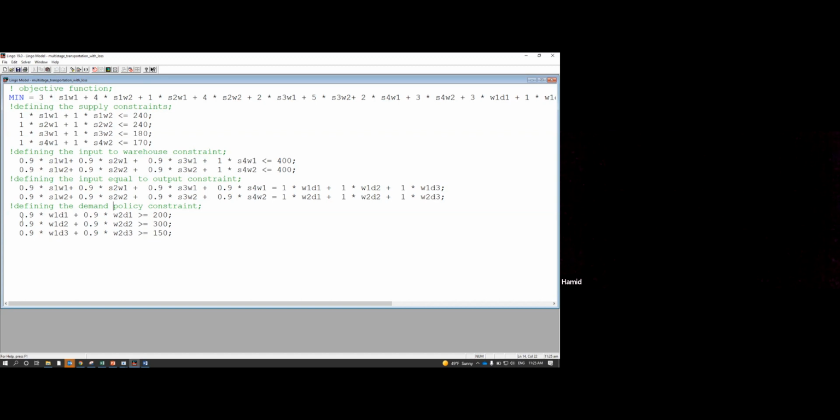So again, the tricky part is how to consider your loss. We know the loss is through transportation, so the parts that face transportation should have 0.9. And that's it, I think. As you see, the formulation is very similar to the previous part. You just need to include some loss coefficient for the parts that face transportation.